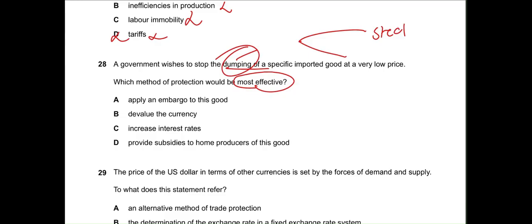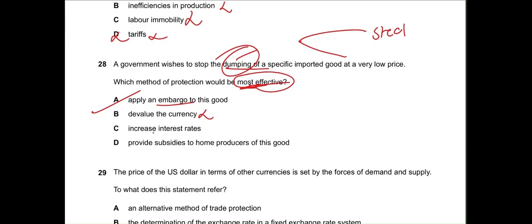Most effective means the one that directly has an impact. So in this case, applying an embargo would be the most appropriate. An embargo is nothing but a ban on that product. If the government bans Chinese steel being imported to India, that would be the most effective, rather than levying a tax or doing other things. Next, devalue the currency. Devaluing the currency will make imports costlier, but again, this is not the most effective.